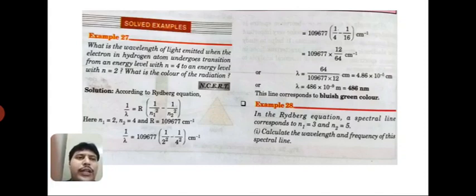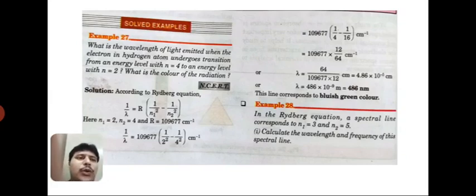Now we are getting 109677 into 12 upon 64 per centimeter. It is for 1 by lambda, but we have to calculate lambda, so we just reciprocate it, and now it becomes 64 upon 109677 into 12. After solving we get 4.86 into 10 power minus 5 centimeter. Now we can convert into nanometer by changing the power, and it is 486 nanometer.